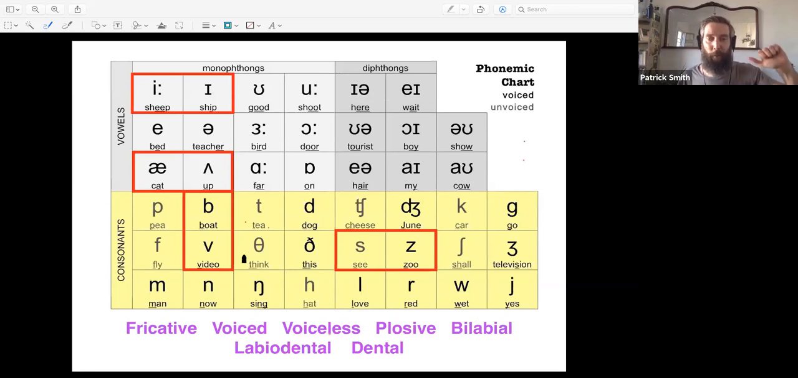Now, we've talked about bilabial. We've talked about labiodental, but what about just dental? There's actually two dental sounds here, which are not highlighted in red, but it would be think and this, the TH sounds. So these are formed on the teeth, yeah?